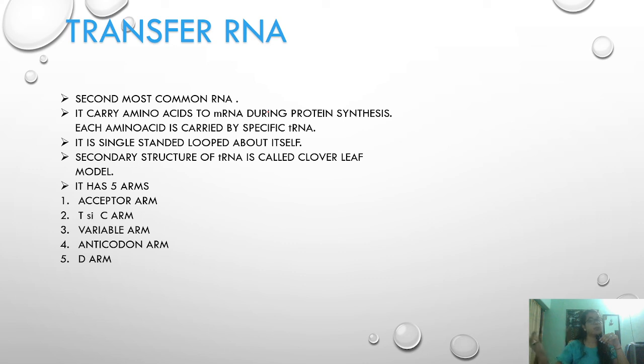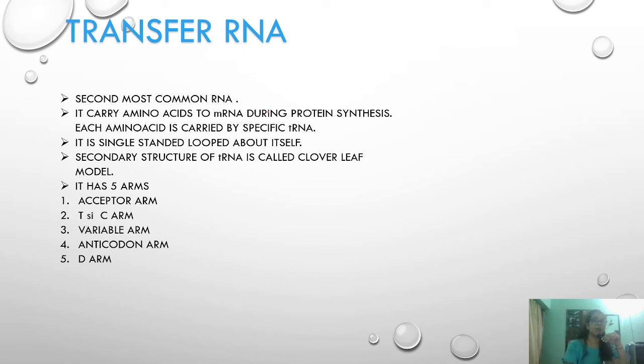This is the second most common RNA. First most common is the ribosomal RNA, second comes the transfer RNA, and the least is the messenger RNA. And what is the role of transfer RNA? As the name suggests, it transfers the amino acid, because we all know the amino acids together form the protein. So the basic subunit is required so that the protein will be formed.